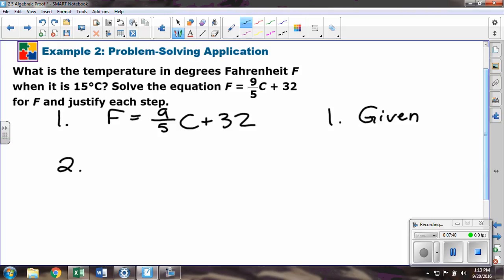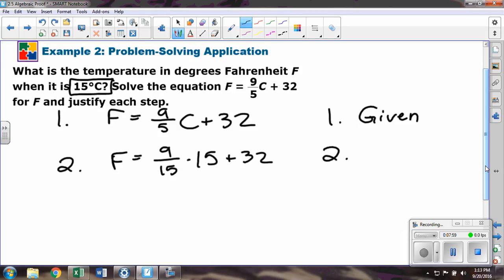Well, we can take advantage of this piece. When it is 15 degrees Celsius, we can plug that in to the formula. Why are we allowed to plug things into a formula? That is called substitution. In particular, it's the substitution property of equality. Whenever two things are the same, we can plug them in whenever we want. We can replace them anywhere.